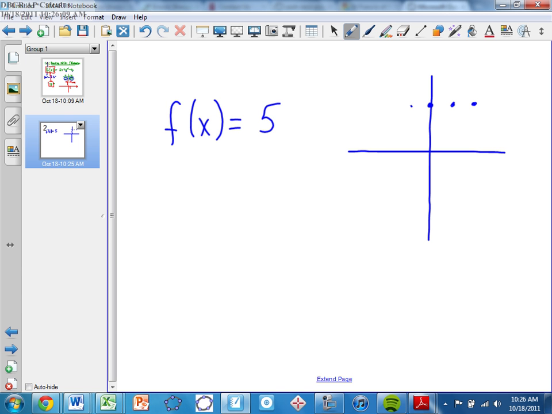Very good, Marcus. Very good. So again, this function means that the height, again, we said that f of x is the height, is always going to be just 5. There is no x value in here anymore. So I can't even plug in an x. So if the height is always 5, and I connect all these dots, what do I get, like Marcus said? A horizontal line. Okay? We also call this a constant function.